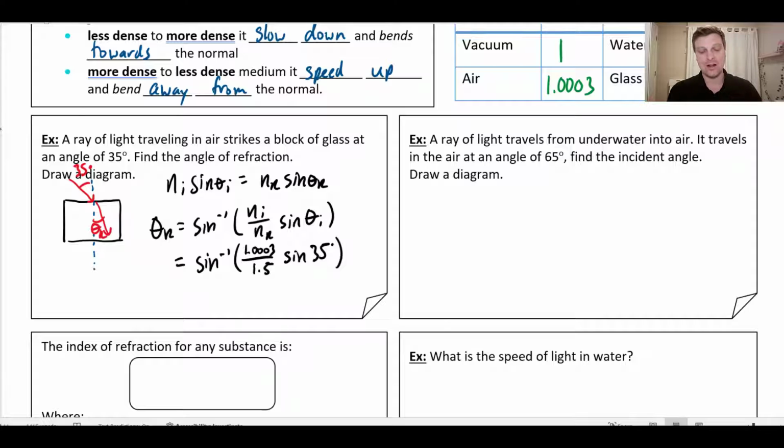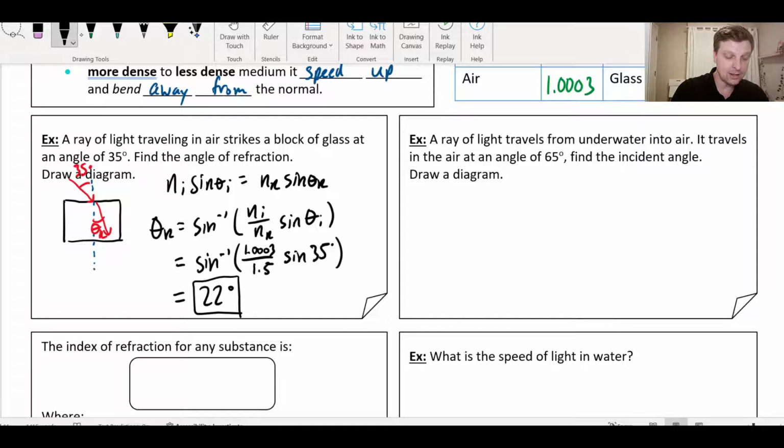And when you crunch that all out, we get an angle of 22 degrees, which again makes sense. And this is where drawing the picture ahead of time is helpful, because it sets the frame. So you're like, yeah, I'm expecting it to be smaller than 35, and what do you know, that's what I got. So I'm feeling pretty good about that answer. All right, try another question here.